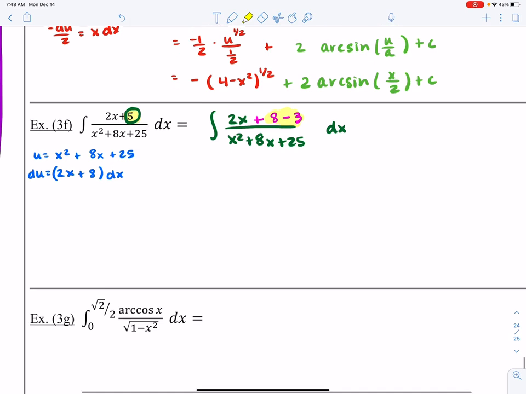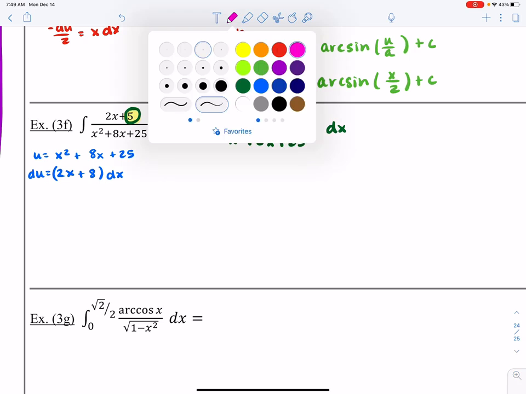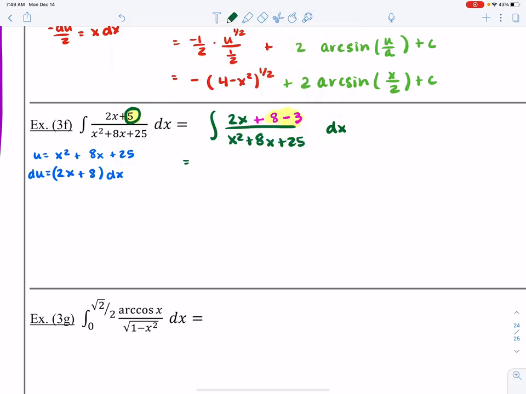So why did I do this? What gain does this give us? Because what I'm going to now do is chunk this into 2 pieces. I'm going to keep the 2x plus 8 over this x squared plus 8x plus 25.